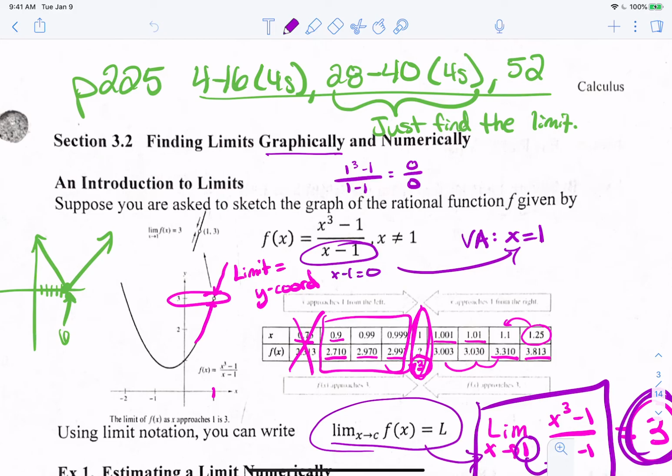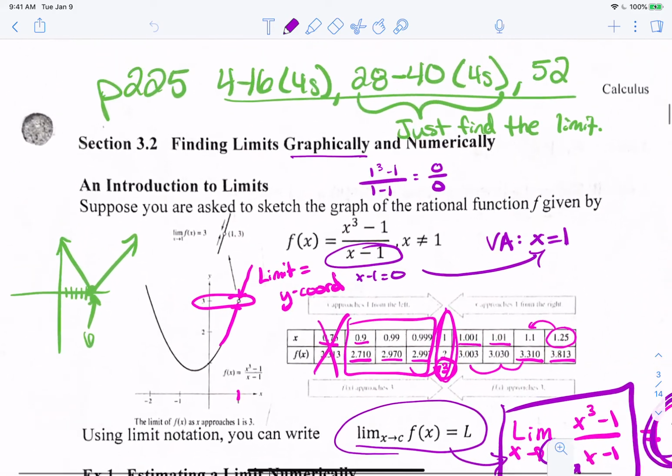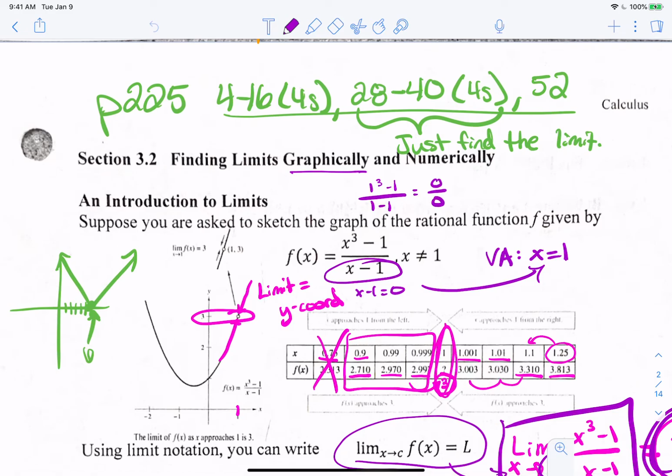Hey, Lacey. We did section 3-2, the first half yesterday. We're going to do the second half today and call it a day. Homework assignment for this section. You guys also.